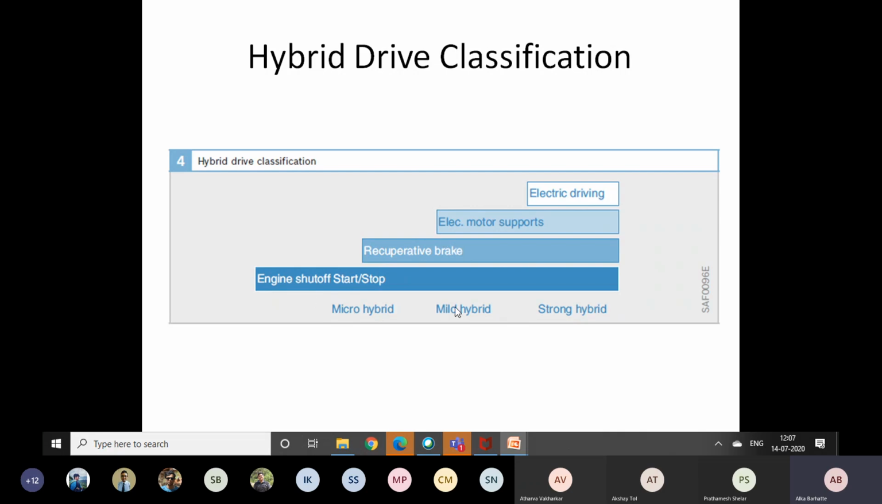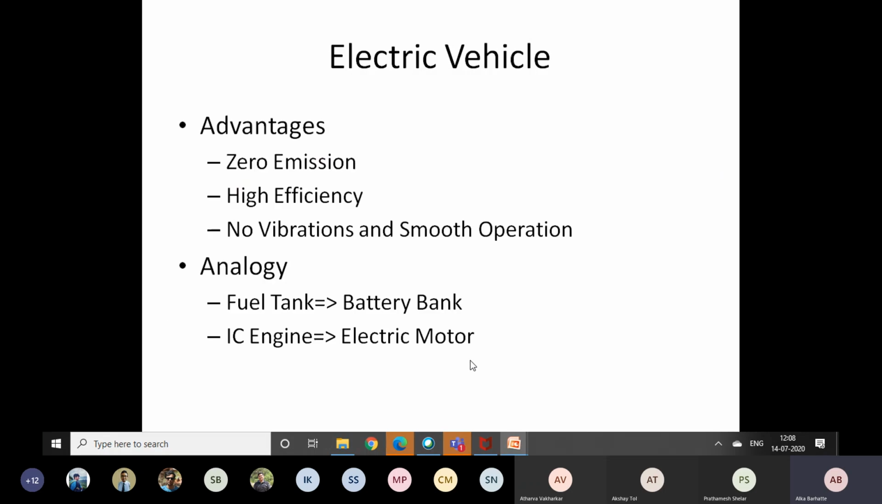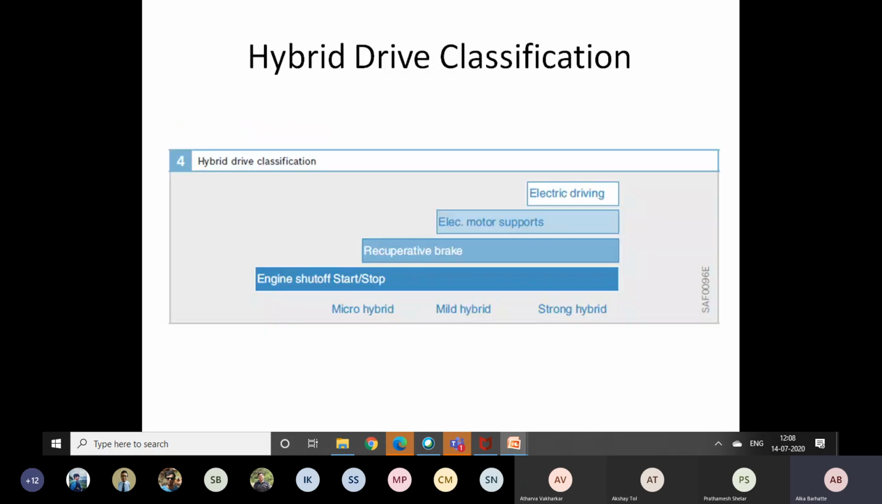Another one is mild hybrid: recuperative, that is nothing but regenerative braking, and additional motor supply, comes under mild. And a strong hybrid vehicle is one where all-electric driving is possible. So this is all about your hybrid vehicle classification.